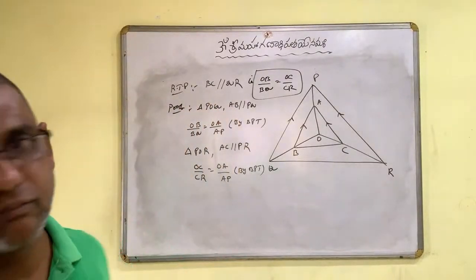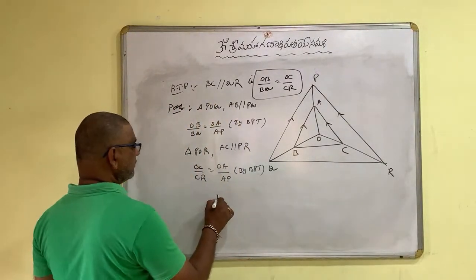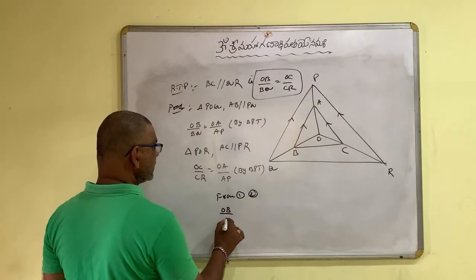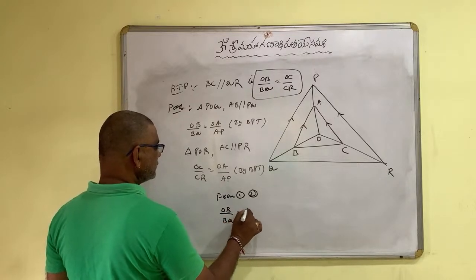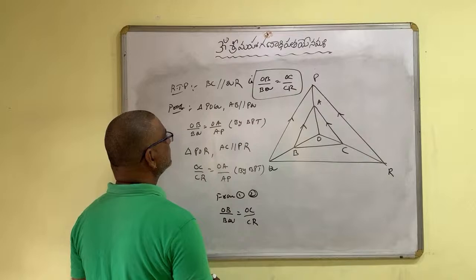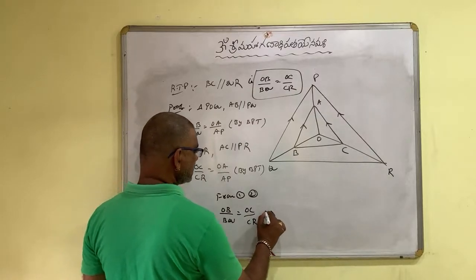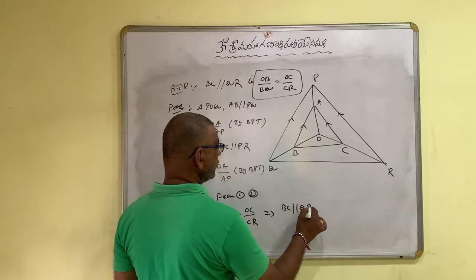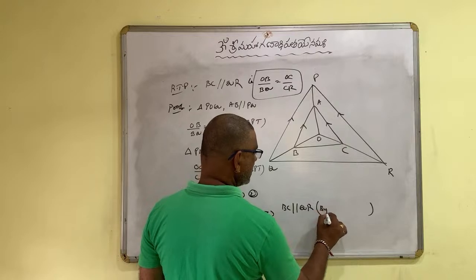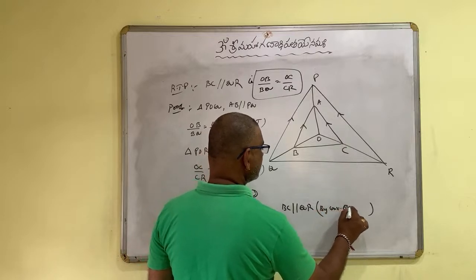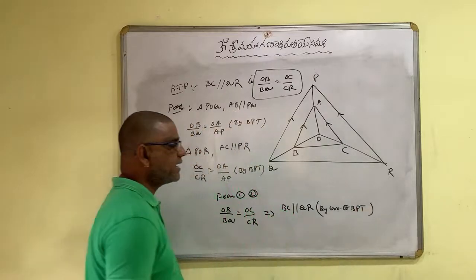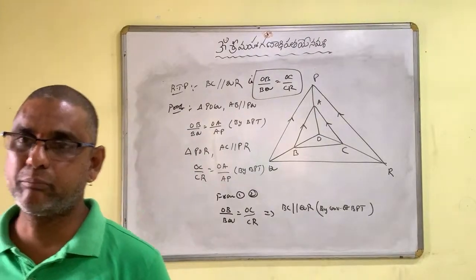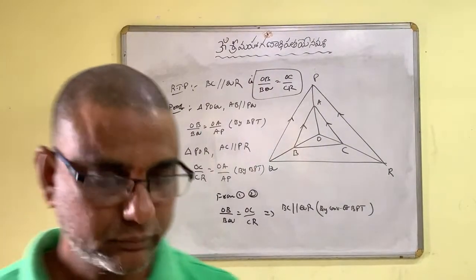So from Euclid's axiom, or from 1 and 2, OB by BQ is equal to OC by CR. So from this what can we write? BC parallel to QR by converse of basic proportionality theorem. Okay?